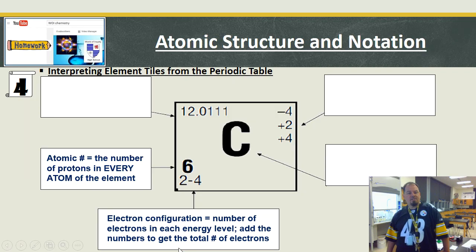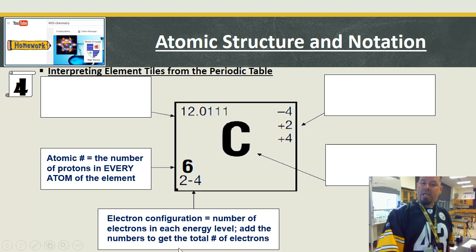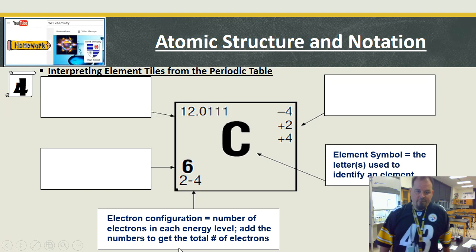Electron configuration, this is the number of electrons in each energy level. We add up each of these numbers to get to the total number of electrons. The 2 plus 4 is 6. I need 6 pluses and 6 minuses to cancel out. This is not 2 minus 4. This is 2 dash 4. And what that means is there's 2 electrons in the first energy level and 4 electrons in the second energy level. We will work on how we populate those and learn lots and lots more about that stuff.